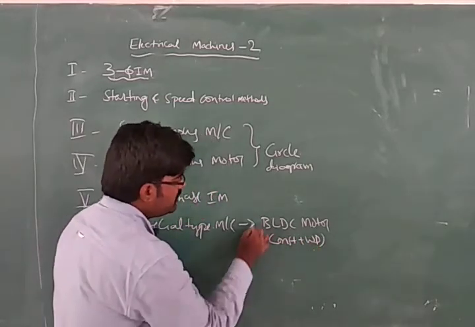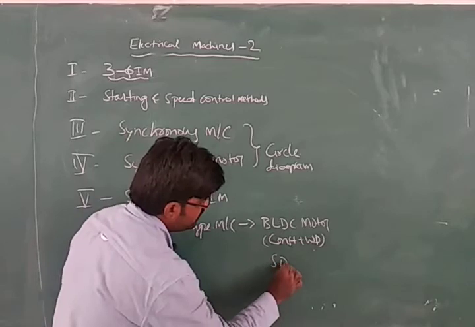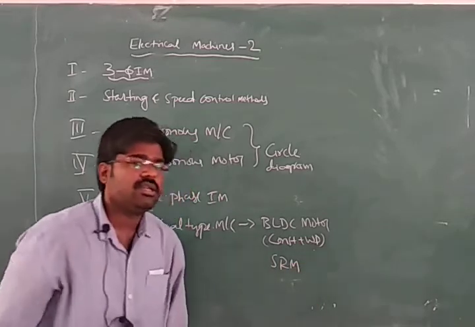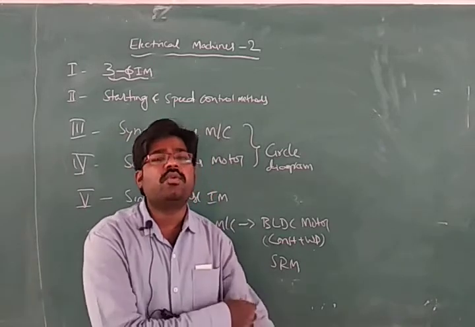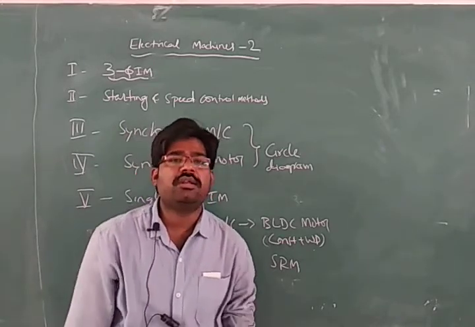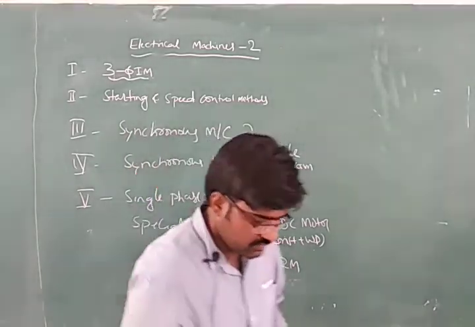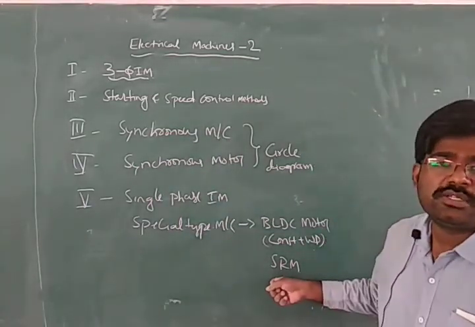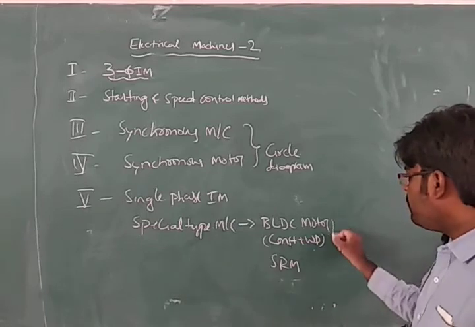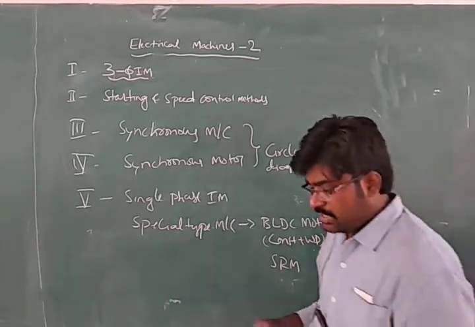Then the next type of special machine we study here is SRM machines, switched reluctance machines. SRM means switched reluctance machine. This is also an advanced version of machines only. So these two special types of machines we study in this chapter.